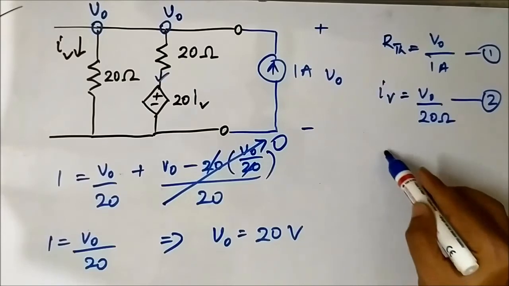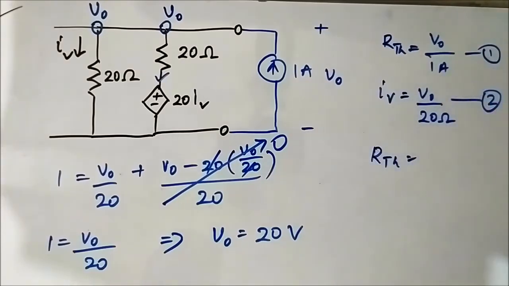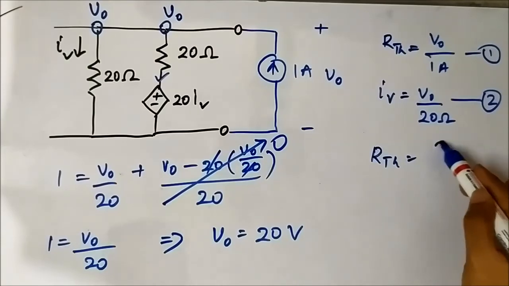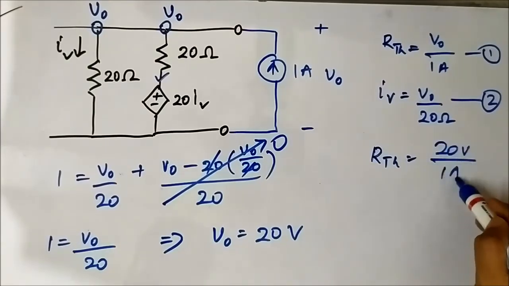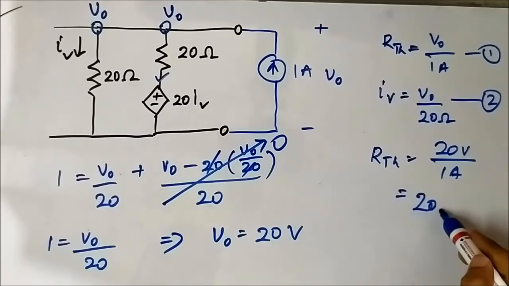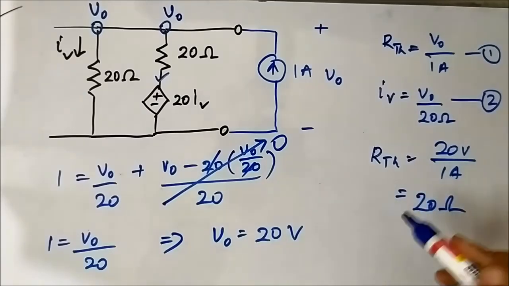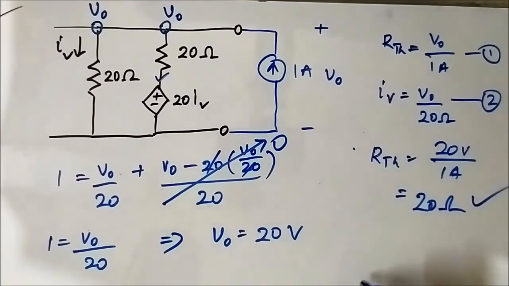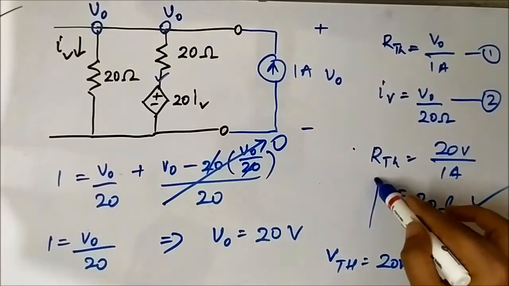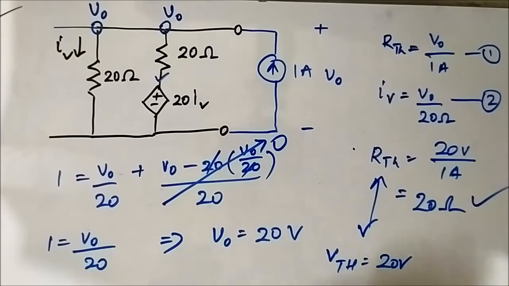Now RTH is equal to V0 by 1 ampere, which is 20 volt by 1 ampere, which is equal to 20 ohm. So RTH is equal to 20 ohm. VTH we calculated, it was 20 volt, and RTH is coming as 20 ohm. VTH and RTH, both the parameters we calculated. So this is the 6th question related to application of Thevenin's theorem to circuits involving dependent sources.